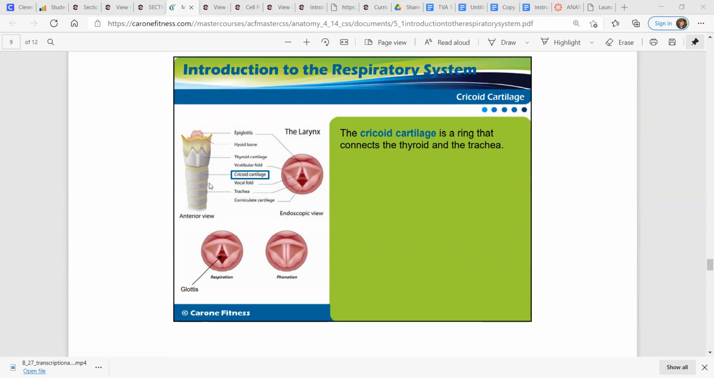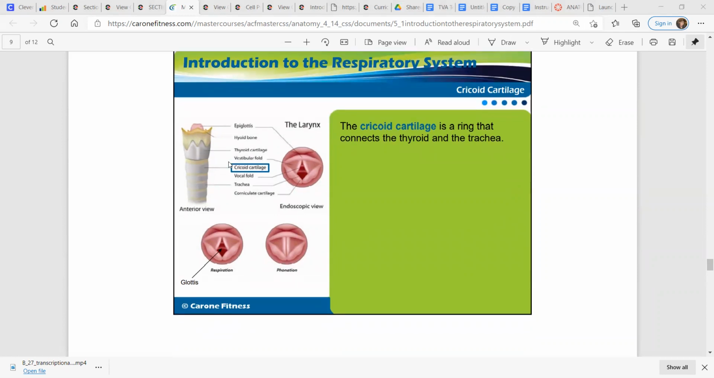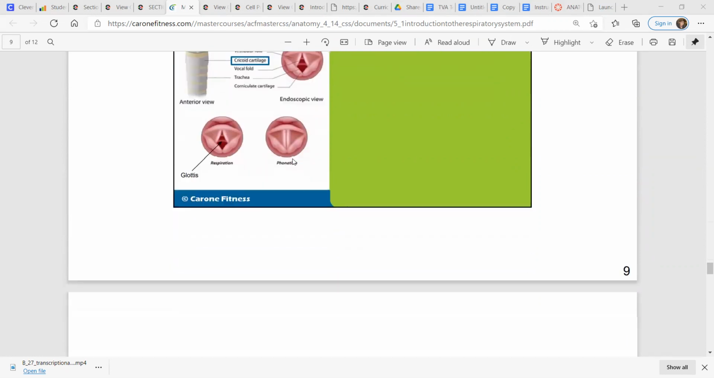We have this cartilage, and that's a ring that connects the thyroid and the trachea. You see that? The cricoid cartilage.